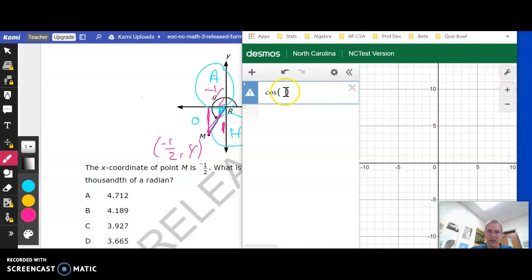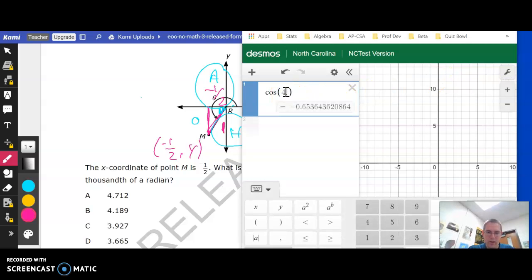So cosine of my first answer choice, 4.712, is nowhere close. Cosine of 4.189 is really close to negative 1/2. Negative 0.49 is really close to negative 1/2. I think that's probably the answer. If I keep going for C, nowhere close. D, also nowhere close.